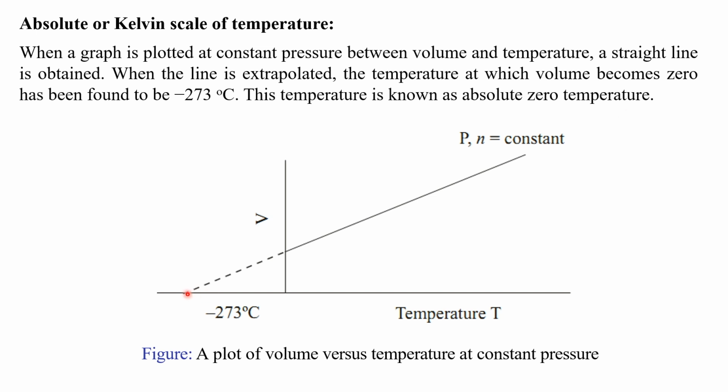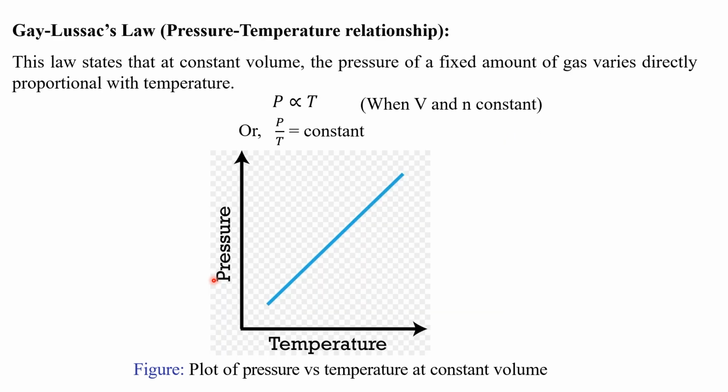So this is the absolute zero temperature, minus 273 degree Celsius. Then we discuss Gay-Lussac's law, or pressure temperature relationship. This law states that at constant volume, the pressure of a fixed amount of gas varies directly proportional with temperature. So P is proportional to T when V and N both are constant, so P by T is constant.